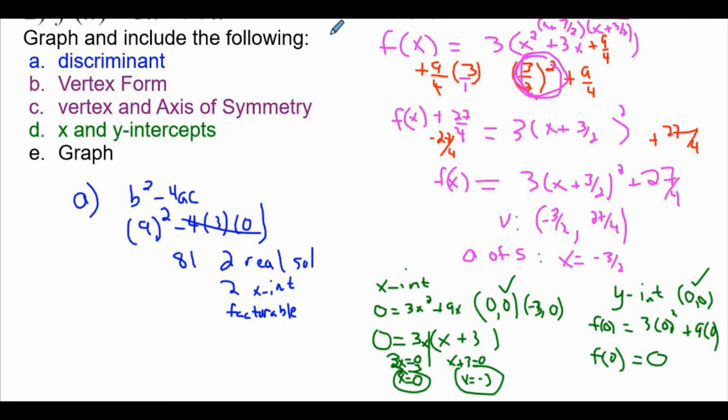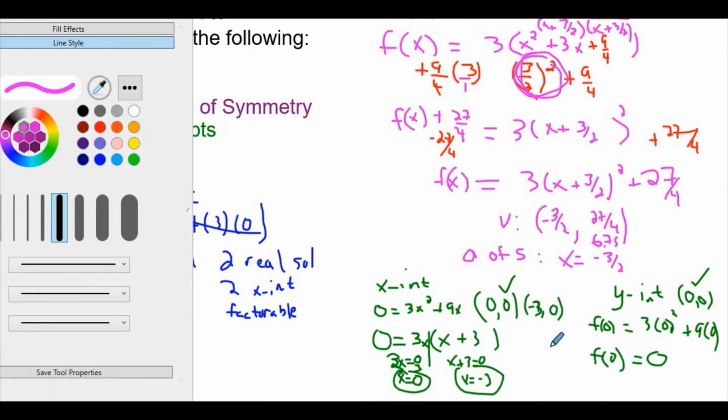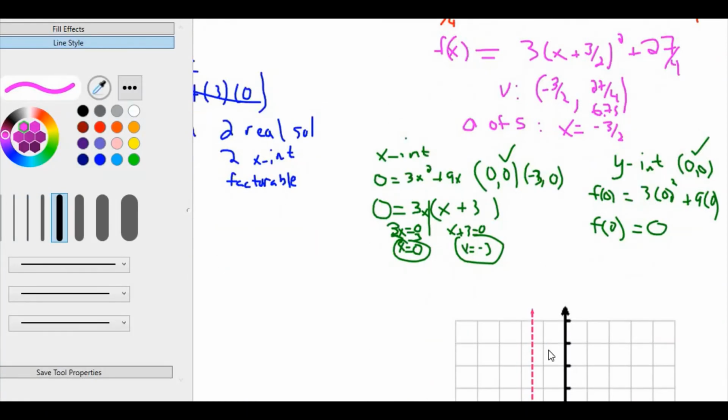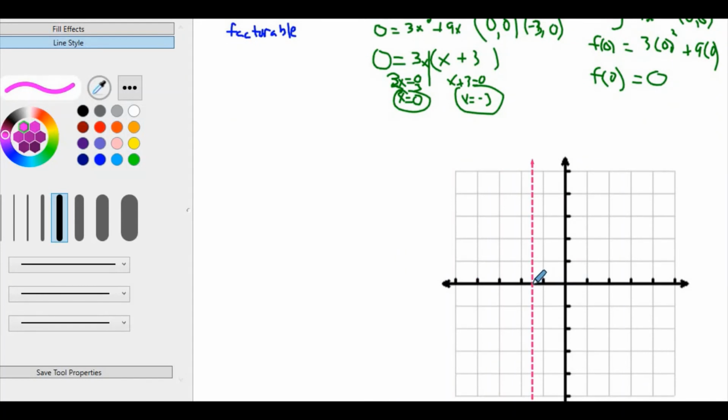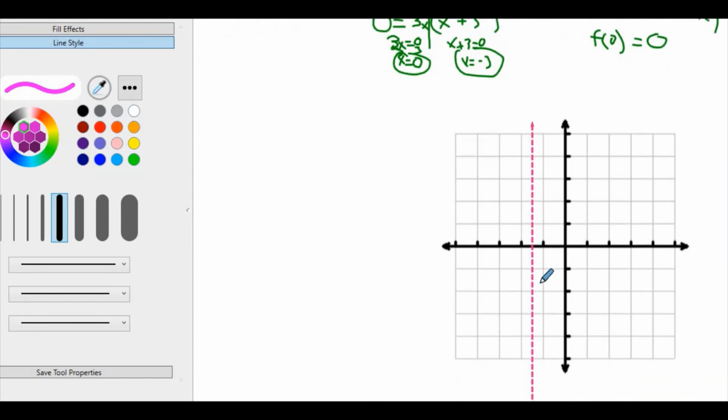We're going to start by graphing the vertex, and I forgot to tell you what 27/4 was. So if you take 27/4 and that's confusing to you, 27 divided by 4 is 6.75. So we'll use that when we actually graph it. Okay, so we're going to go to negative 3 and 6.75. So sorry, negative 3/2 and 6.75.